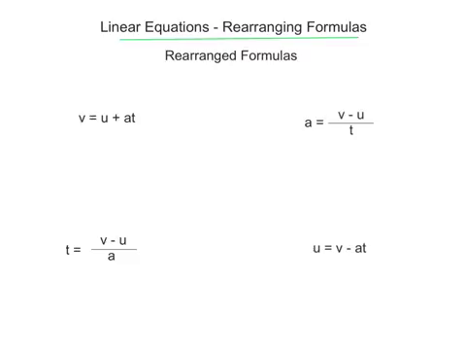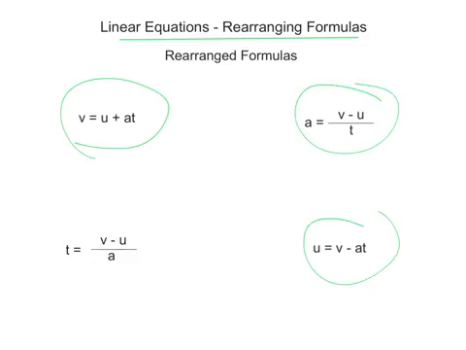Well, let's have a look at this equation at the top here. V equals U plus AT. I can rearrange it and make these other three equations. These are just different versions of the same thing. Now, in maths, because there are so many equations already, why would you want to learn 4 equations when you could just learn the one?